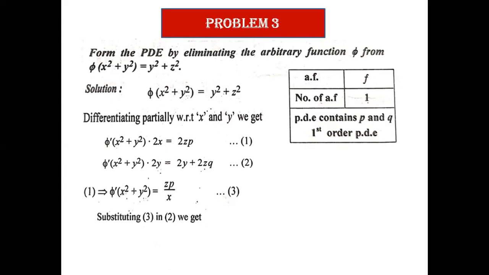Therefore, from equation 1, phi dash of (x square plus y square) equal to zp by x. Similarly, (zp by x) into y equal to y plus zq. Substituting 3 into this, then we can easily identify the answer.